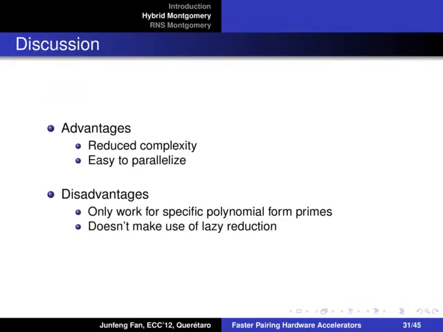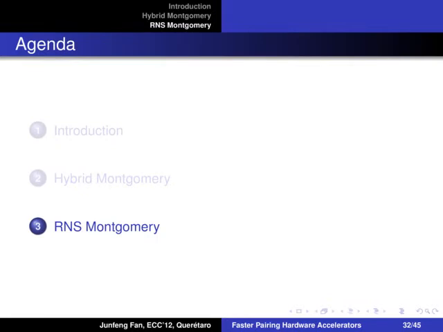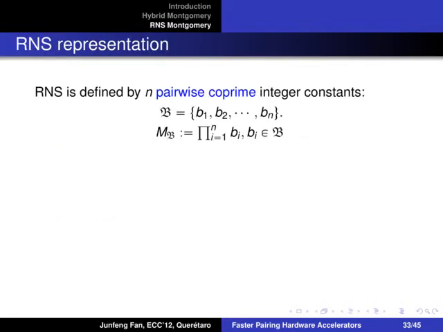The advantage of this method is that it has reduced the complexity and it's easy to parallelize. The disadvantages are that it only works for specific polynomial forms. To be more specific, the polynomial has 1 as the constant term. It does not make use of lazy reduction because the multiplication part is still quadratic complexity. Right? So then we look at RNS.